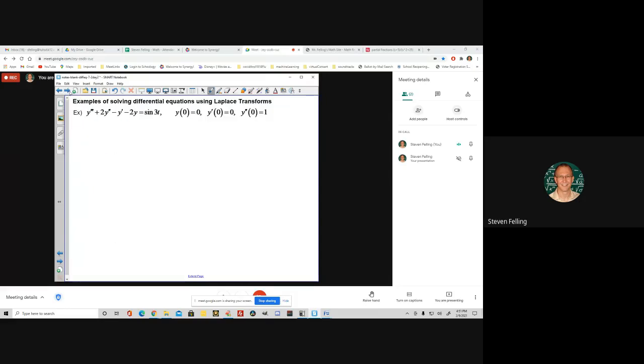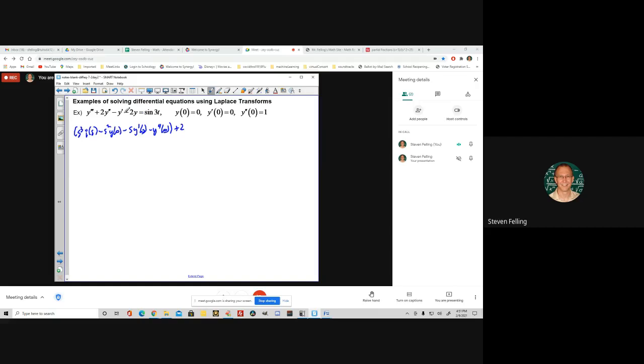Okay, let's look at another example. What if we had this differential equation with a third order derivative? So let's take the Laplace transform. The Laplace transform of a third derivative is s cubed times Y(s) minus s squared times y(0) minus s times y prime of 0 minus y double prime of 0. So you keep going up in derivatives and down in s's. That's the y triple prime.